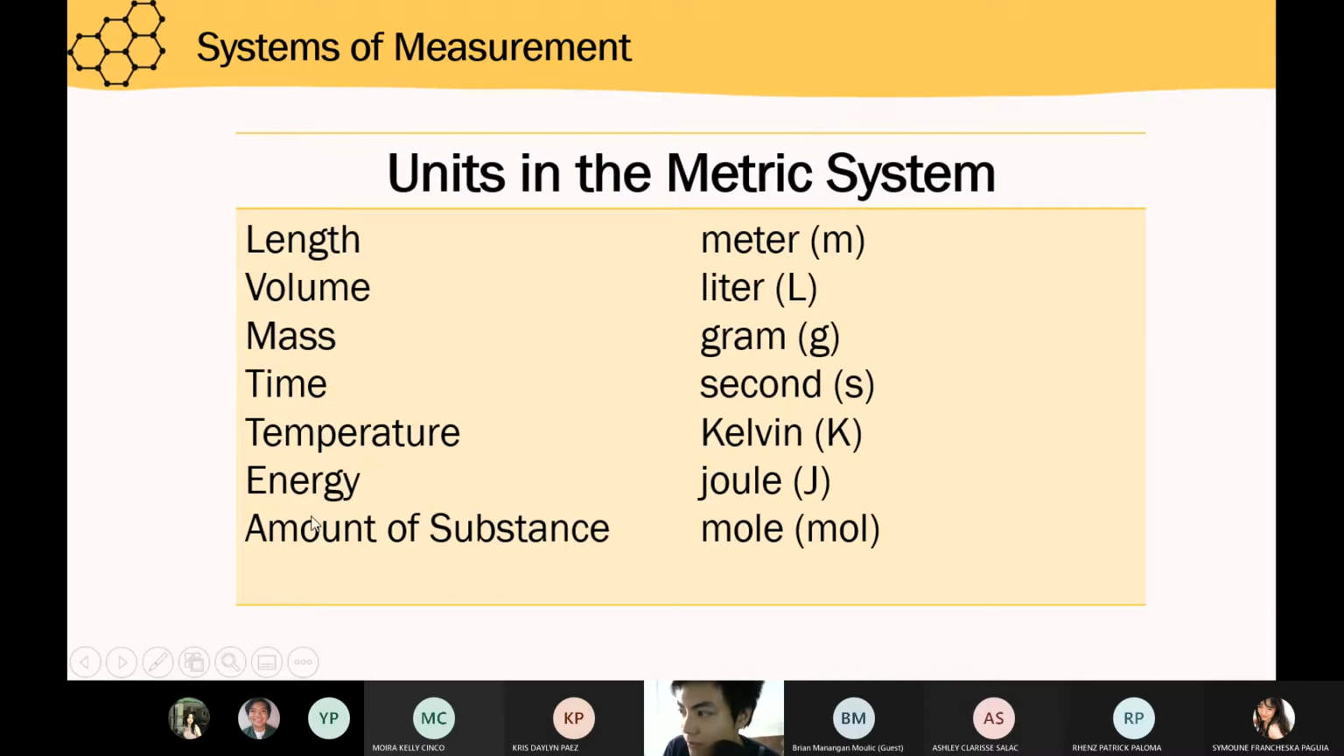By the way, these are the units in the metric system. We have 7 of them, and this also became the basis for the SI units. In units of length, we use the meter. In terms of volume, the metric system uses liters. For mass, it's gram; time, second; temperature, Kelvin; energy is in joule; and amount of substance is mole. I will not go through how they were discovered, there's Wikipedia for that, but that's the idea. They are products of the revolution.